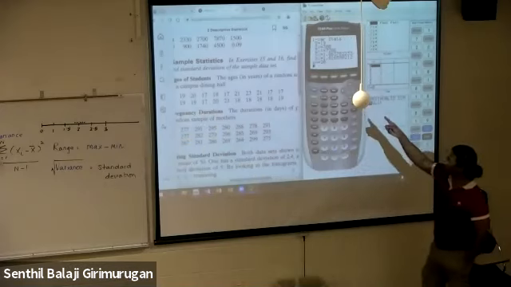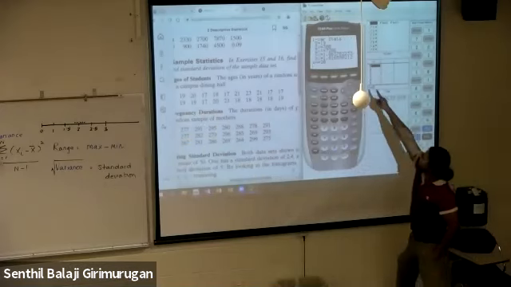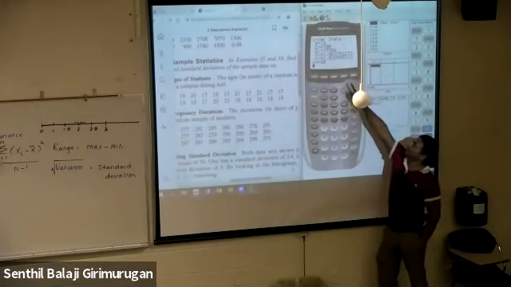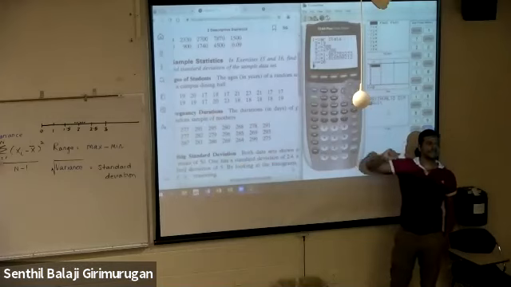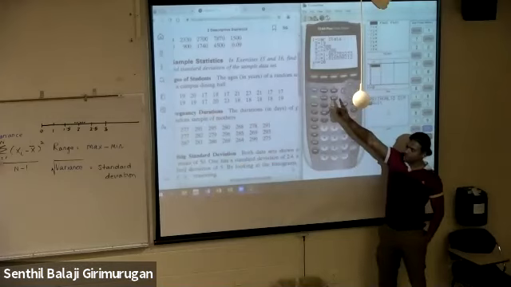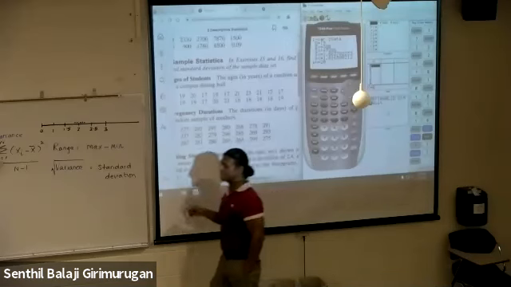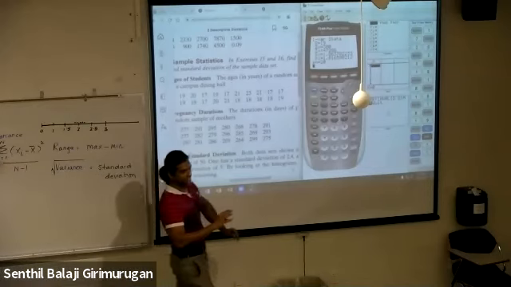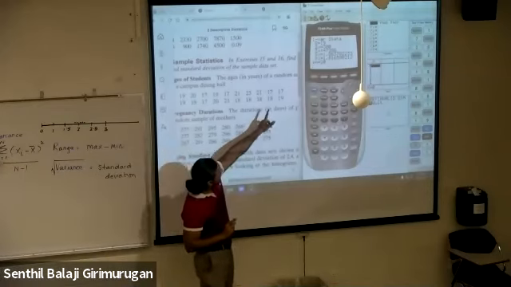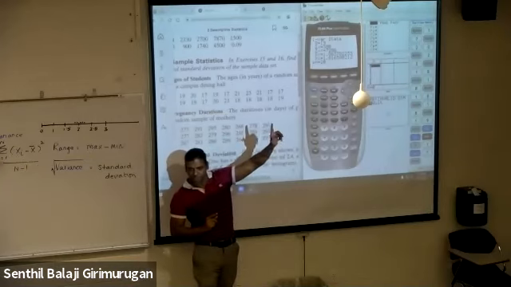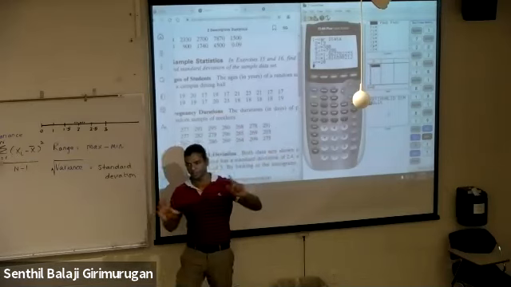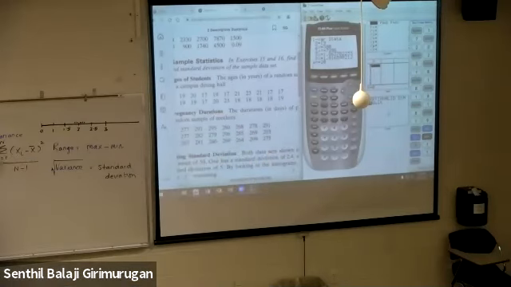The standard deviation, Sx, that is the sample standard deviation, and that value is 1.863. Right below Sx, you will see sigma x, that is the population standard deviation. Good. The sample standard deviation is 1.8637. The population standard deviation is 1.846. With me so far? Okay.